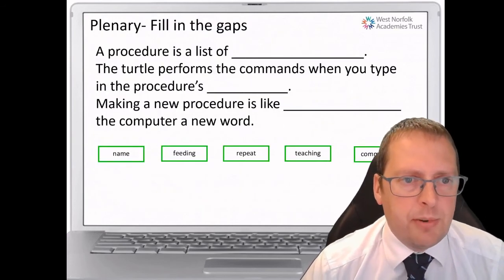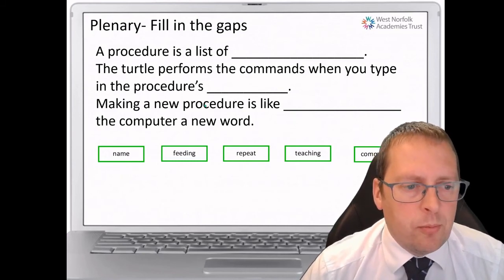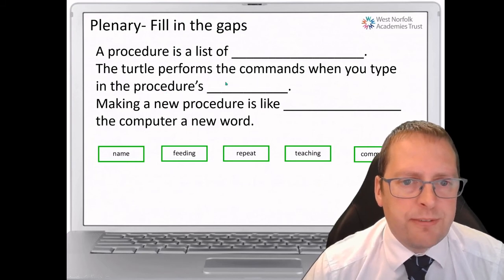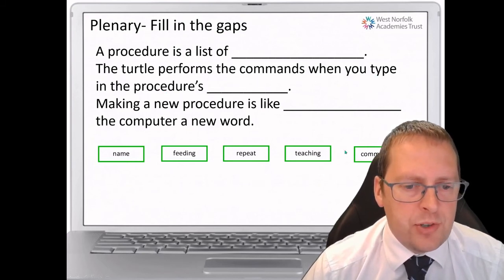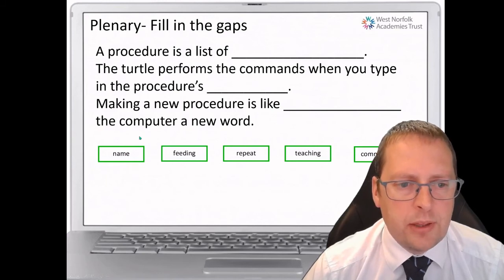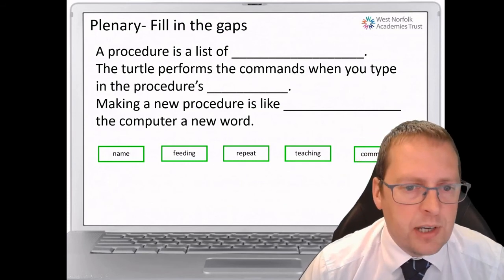Okay, to sum up some of what we've done today, you need to complete this in your ePortfolio. And we've got the answers to the words just here. A procedure is a list of, you need to pick one of these words. The turtle performs the commands when you type in the procedure's, and again choose a word. Making a new procedure is like something, the computer, a new word. So what are you doing when you're making a new procedure? So you can copy and complete that aspect of your work. Pause the video while you do that.